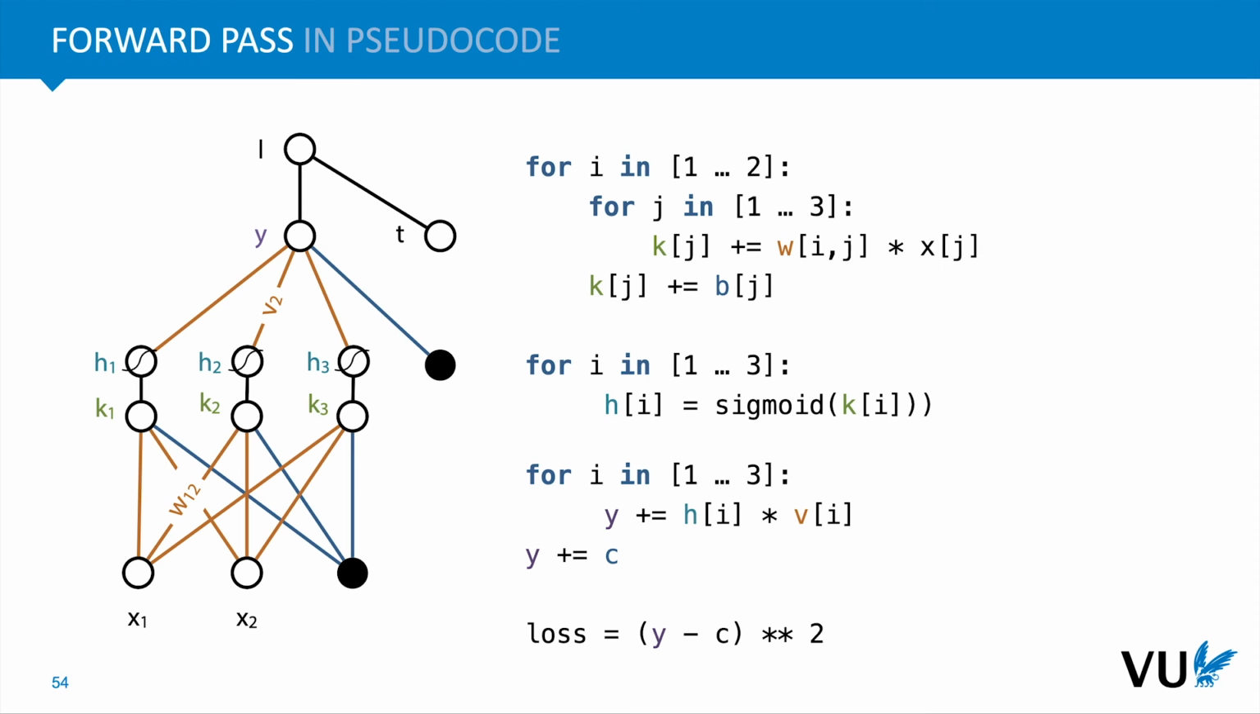For now, let's just look at a bit of pseudocode. So here we have our network again and some pseudocode for how we might implement this in a language like Python. So we can imagine all the layers being represented as arrays containing float values. We're not yet using any library like NumPy, that comes later.